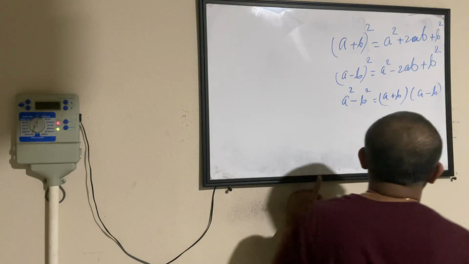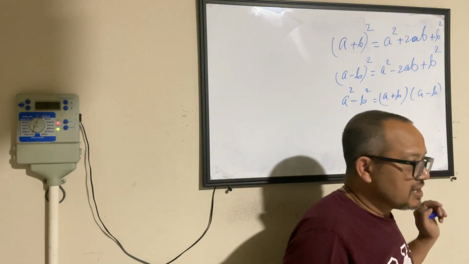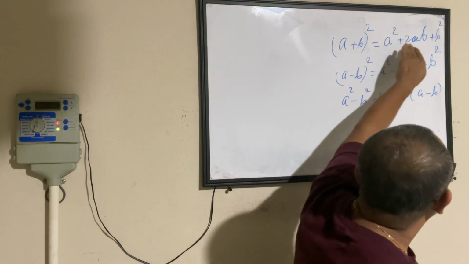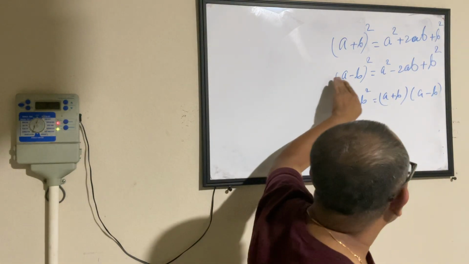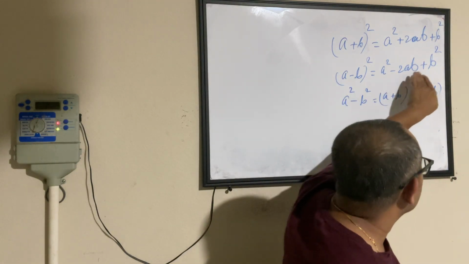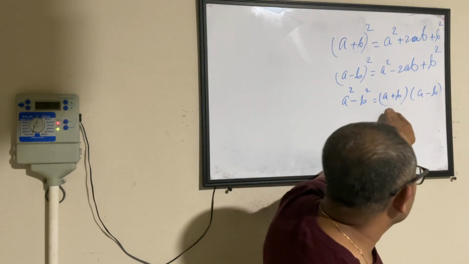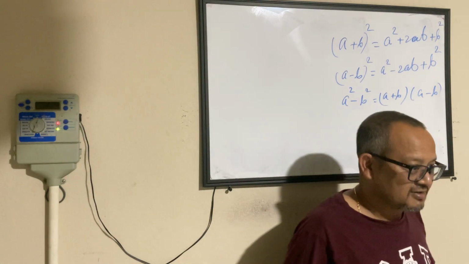This is what I want you to remember, memorize. (a plus b) whole square equals a square plus 2ab plus b square. (a minus b) whole square equals a square minus 2ab plus b square. a square minus b square equals (a plus b) into (a minus b). Now you'll say it looks like a big deal. It is not.